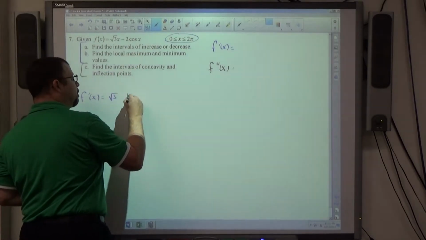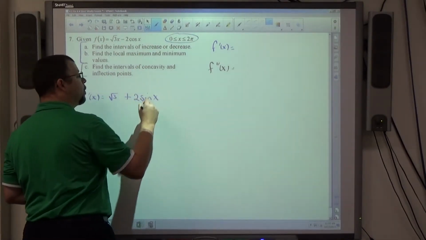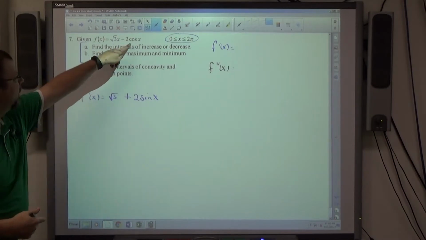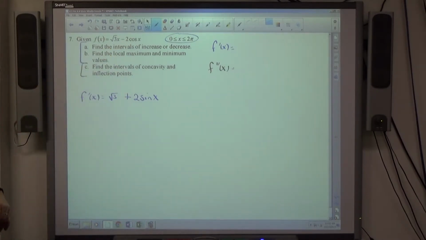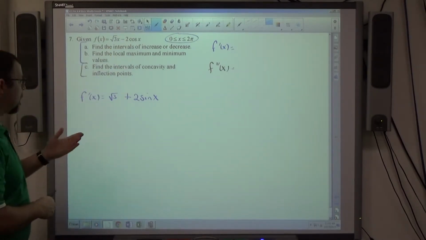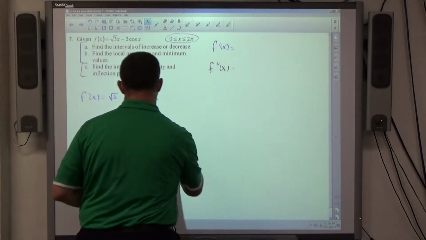Negative 2 cosine of x becomes plus 2 sine of x. Remember, the derivative of cosine is negative sine. Negative, negative makes a positive, and the 2 just comes along for the ride. So that's f prime of x. I can't make it any prettier than that.